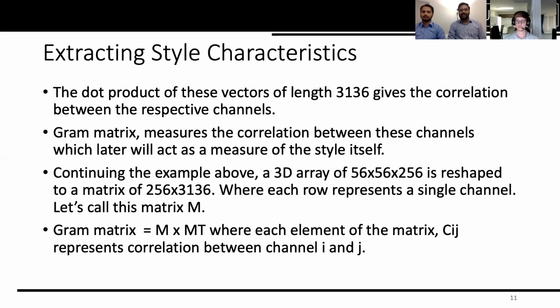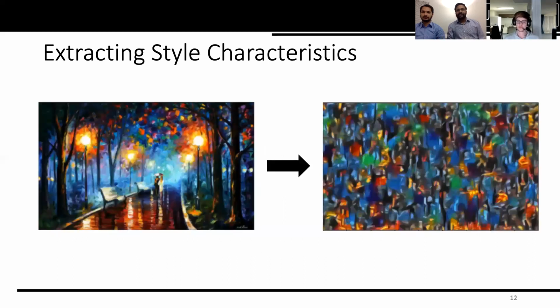Here we can see the computation of the previously discussed layer of the VGG16 network and the corresponding lengths of the feature vectors. In the end, you can see the gram matrix is nothing but the dot product of each element of the matrix. Here Cij represents the correlation between the different channels i and j. On the left hand side here, we have the style image, and on the right hand side, we can see we have extracted the features of the style image.